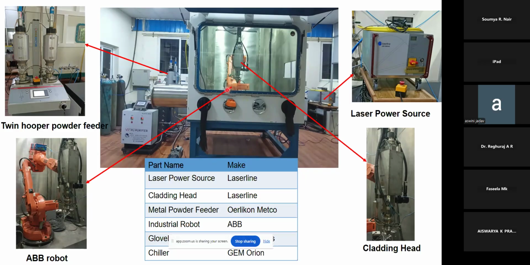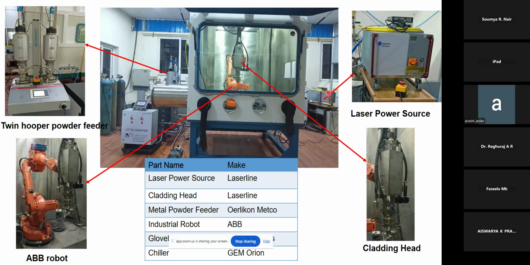So for providing the motion, we use a robot, an ABB robot. At the end of the wrist arm of the ABB robot, we have attached the cladding head. You can see it. So this is your cladding head, which is attached to the end of the wrist arm of the robot. In the cladding head, you have a laser unit, and the powder will be carried by a carrier gas and sent to the nozzle.